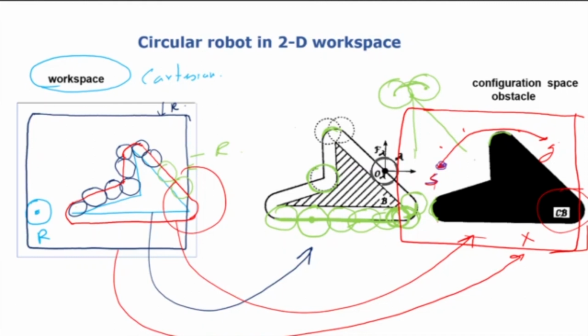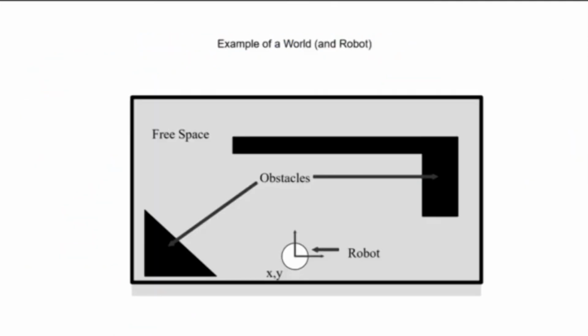Okay. So this gives you an idea of how to convert the robot to a point robot, and then how to go from the Cartesian space to the configuration space. Now let's see a little further and see that for other kinds of shapes. Okay, example of real world configuration space.